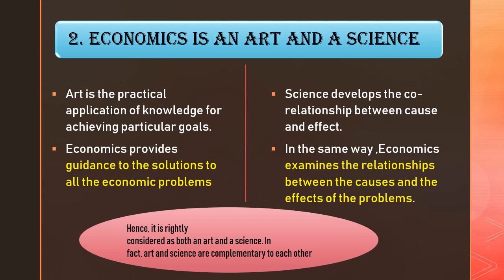But still there is a contradiction: we can't say economics is a science completely, because science is an exact thing. I mean, the result of any experiment is the same everywhere in the world. But in economics, there are some issues regarding this. So in some books, it is considered that economics is a social science. Social science, why? Because it deals with people's problems.